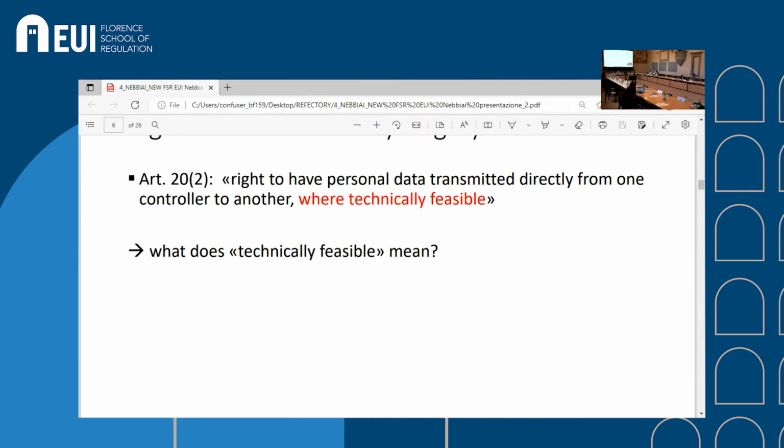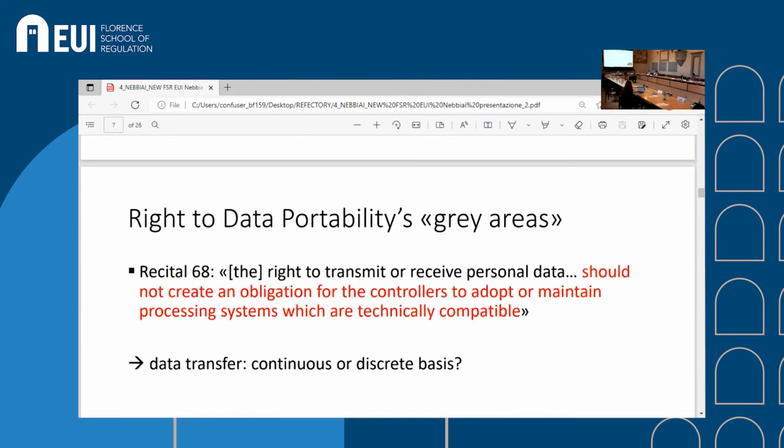The article states that the right to have personal data transmitted directly from one controller to another applies where technically feasible. Now, this is actually unclear, and this could be a basis through which a data controller refuses to give such an option. Another unclear area is that the right could be interpreted as a continuous right. So after I make the request of having my data ported, the data controller is obliged to transmit such data on a continuous basis. On the other hand, another interpretation could be that the data has to be transferred every time I make a request, but only in such an iteration.